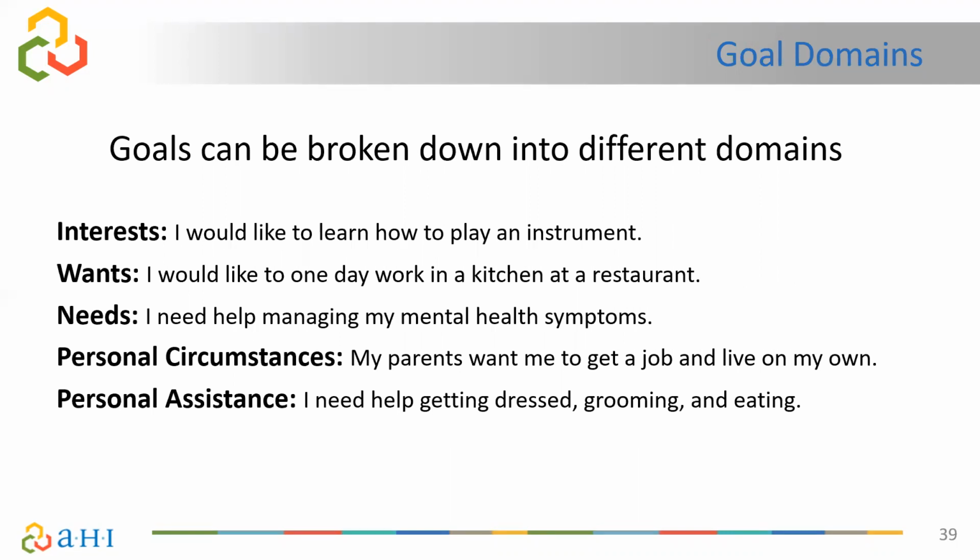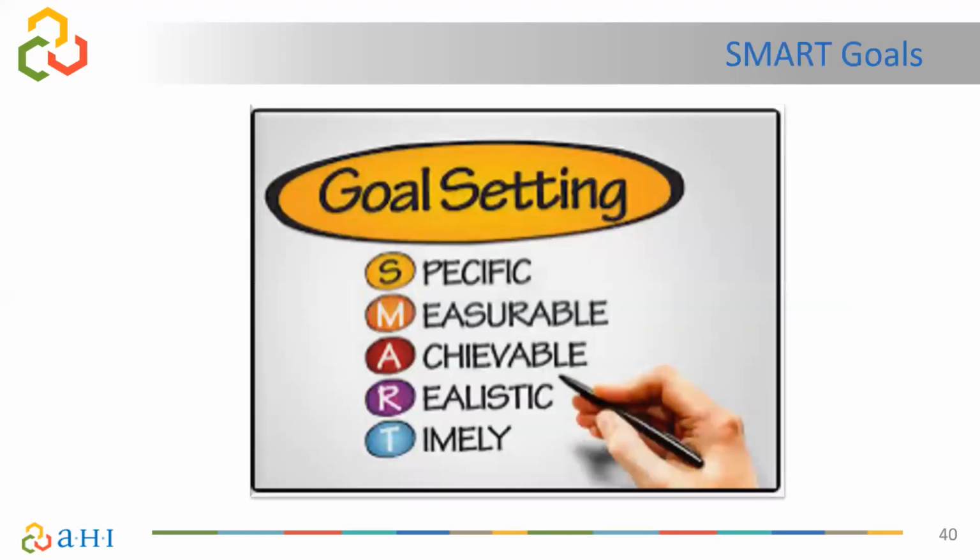Goals can be broken down into the following different domains. So that would be interests, wants, needs, personal circumstances, and personal assistance. Next, we're going to discuss SMART goals and writing SMART goals for goal setting. SMART goals are specific, measurable, achievable, realistic, and timely.